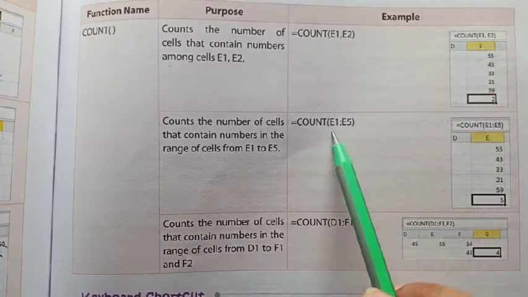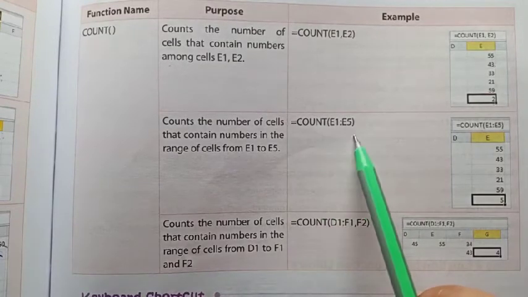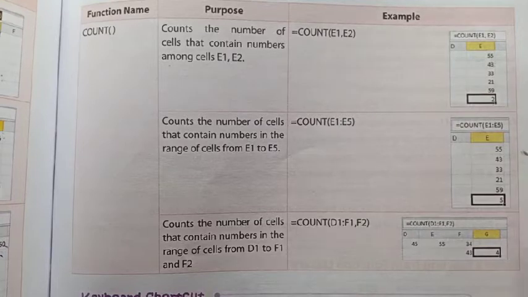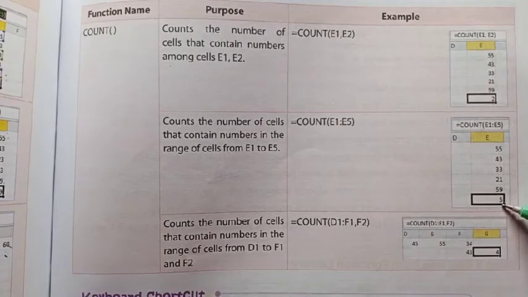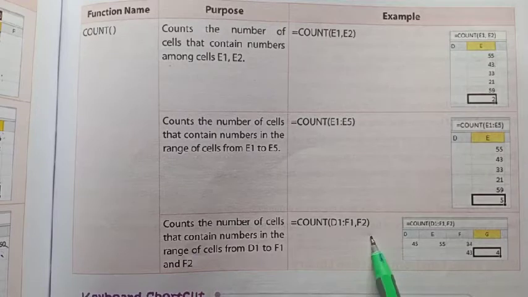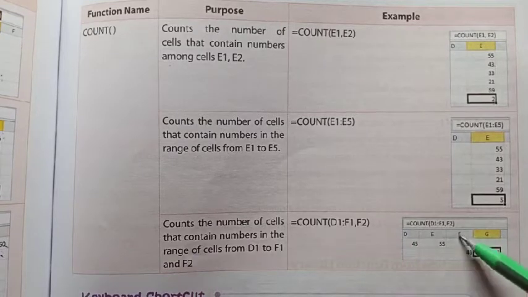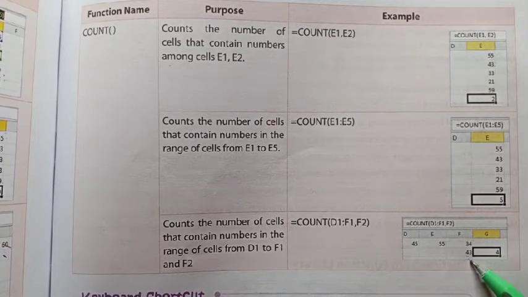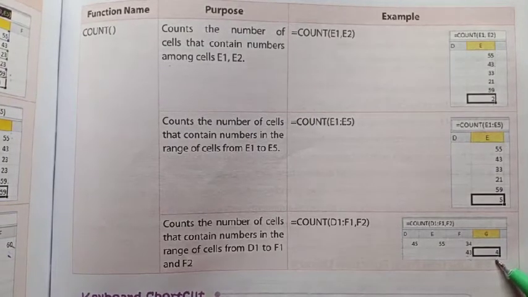Or we may write it like this, equals count E1 to E5, that is beginning from E1 and ending at E5. Count how many values are there. So we see 1, 2, 3, 4, 5. Therefore the answer is 5. Yet another method, now we have written count D1 to F1 and comma F2. That is, you include the value of F2 also. So here in this case let us count 1, 2, 3, 4. Four values are there, therefore we got the answer as 4.